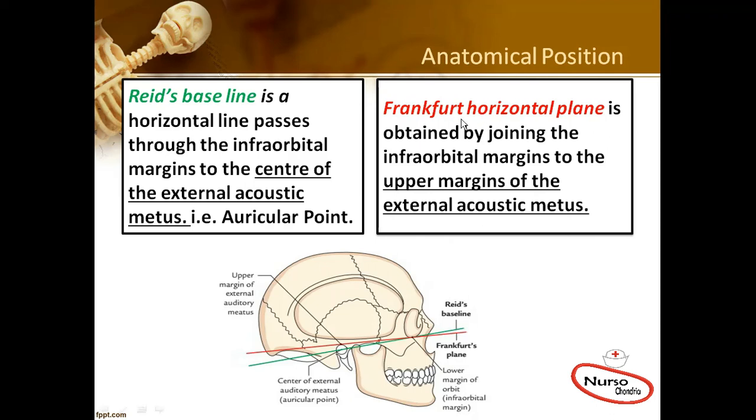On the other hand, the Frankfurt horizontal plane is obtained by joining the infraorbital margins to the upper margins of the external acoustic meatus. Here in these pictures we can see the infraorbital margins, and on that part the upper margin of the external auditory meatus, and here is a horizontal line passing through these margins, which is colored in red, known as the Frankfurt plane.